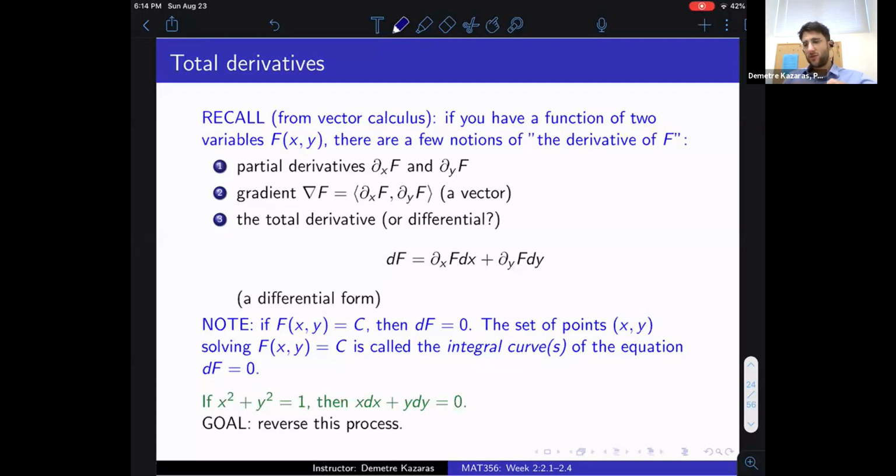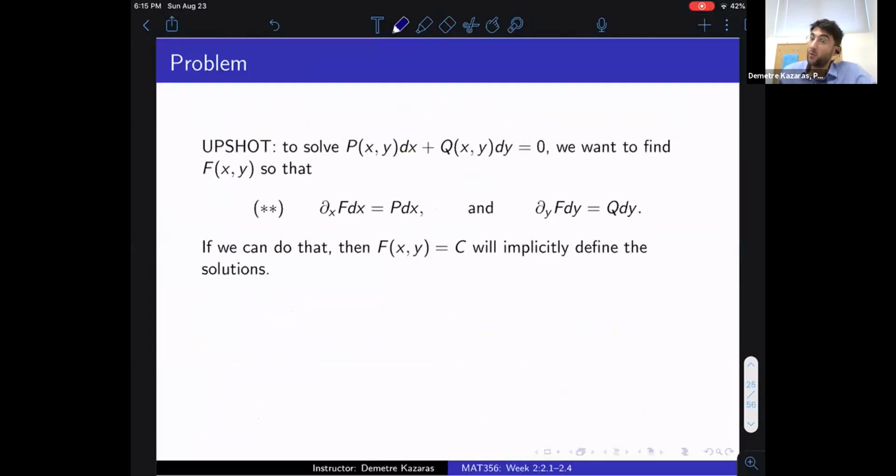As I was mentioning, we just did a kind of reverse version of what we wanted to do. Our goal is, instead of deducing an equation from a function of two variables, to come up with that function of two variables from a differential equation. This is the first hint of how we're going to do this, because the differential of a function of two variables has the form of the equation we're looking at.